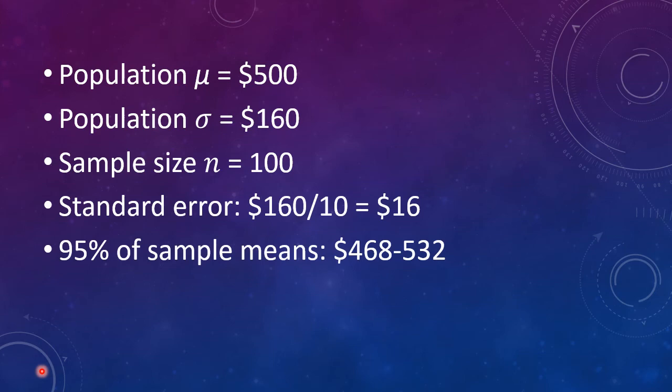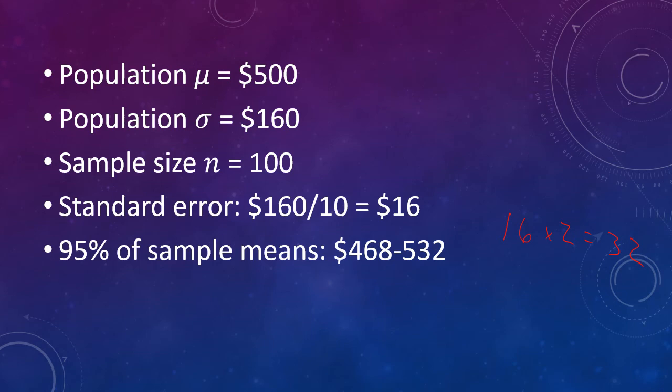For a normal distribution, we know that 95% of the values will fall within 2 standard deviations of the mean. 2 standard deviations of the sampling distribution is $32, so 95% of sample means from studies like this one will fall within $32 of $500, which is the population mean, and the mean of the sampling distribution. So that is to say, 95% of the sample means from studies like this one will be between $468 and $532.